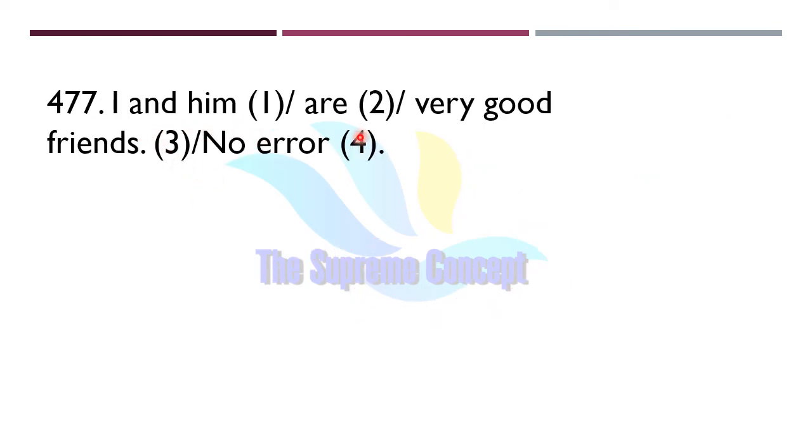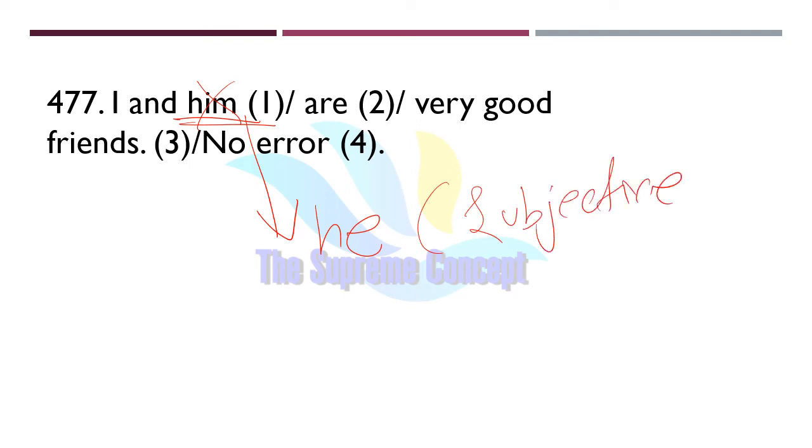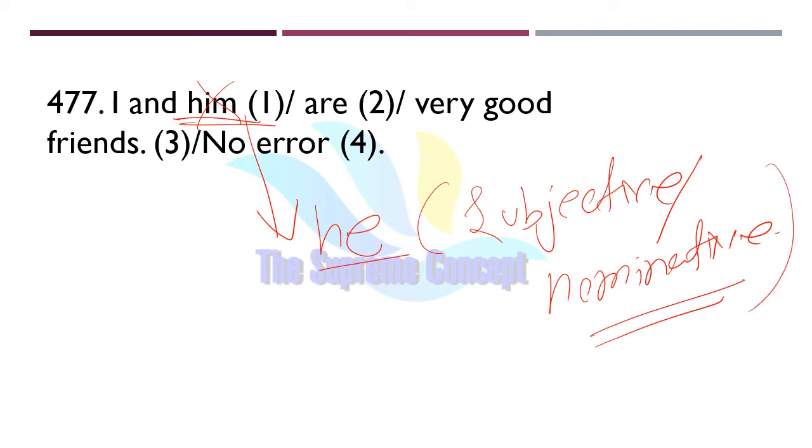I and him are very good friends. Now just mark your answer. Alright, so the error lies in part number 1. Here we cannot use him. Instead of him we will use he, because this one is used in the subjective, or we can say nominative case. Nominative case. So for this reason we will use he here. I and he are very good friends.